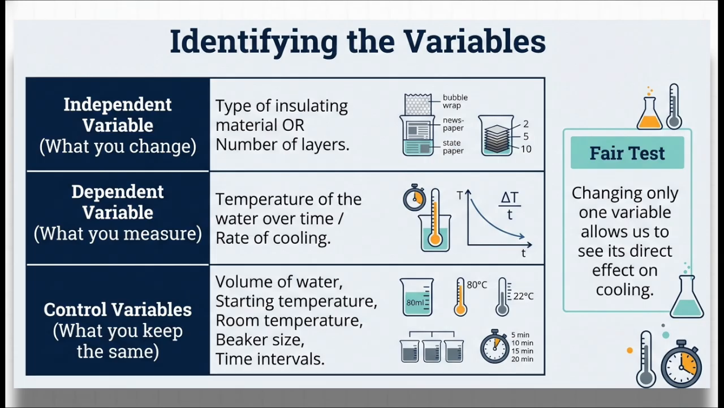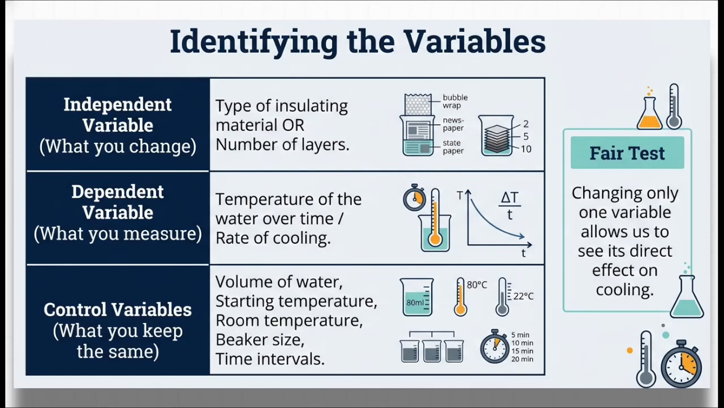Now this bit is so important for getting results you can actually trust. Your independent variable is the one thing you are deliberately changing, which in this case is the type of insulating material. Your dependent variable is what you're measuring to see the effect. That's the temperature of the water over time. Everything else, all those control variables you see listed, has to be kept exactly the same for every single test. We're talking the same volume of water, the same starting temperature, and making sure your insulation is the same thickness each time.